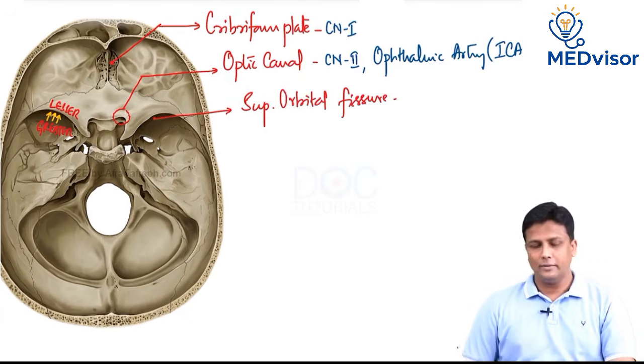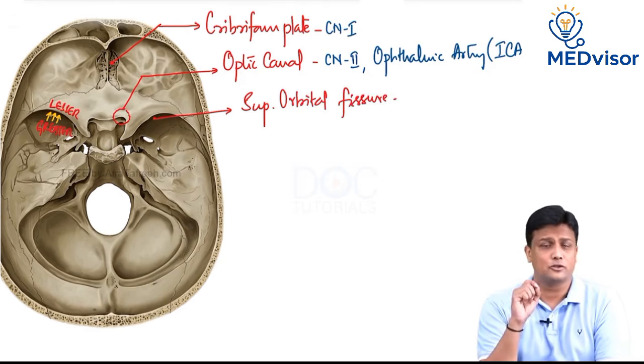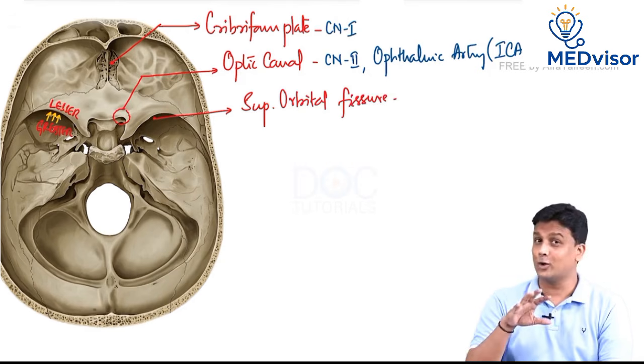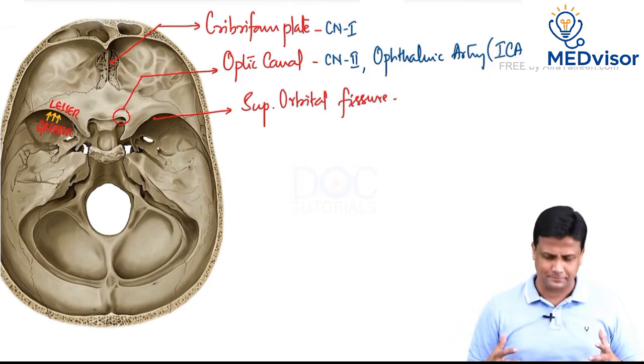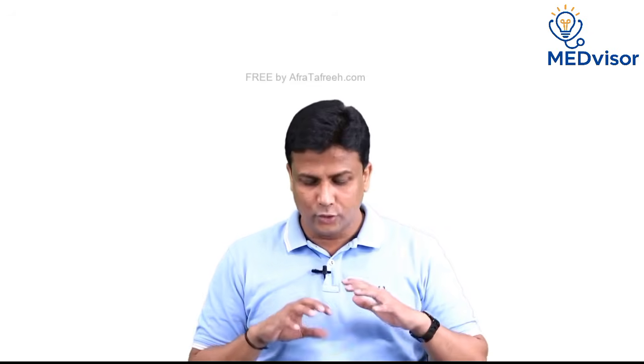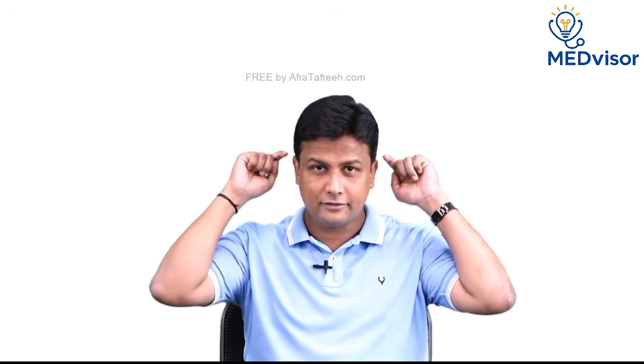Okay. Now, what will be the structures which are going to pass through the superior orbital fissure? And I want you all to learn this a little bit conceptually, guys. If any structure is going to enter through the superior orbital fissure, where will it go? From the superior orbital fissure, where will the structure go? Those structures will be entering into the orbit. From the superior orbital fissure, it will enter into the orbit.